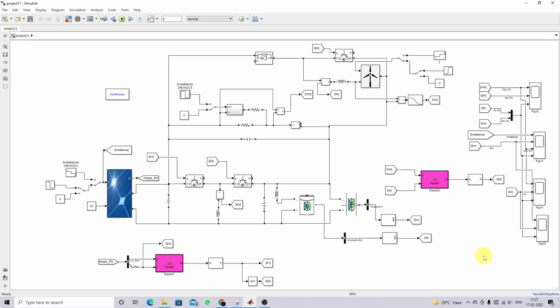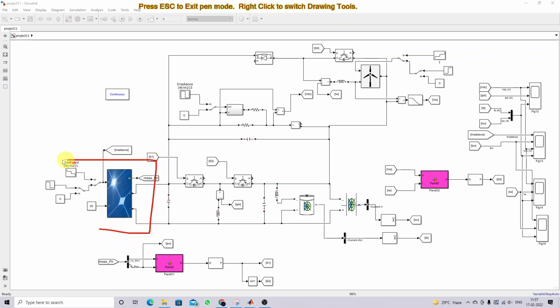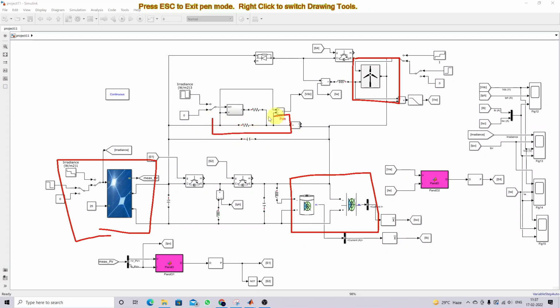So this is the model created for integration of renewable energy sources with a multiport converter. Here you can see that it has a solar PV source and a wind energy source, and then it has a battery and a supercapacitor. It also has a DC load.